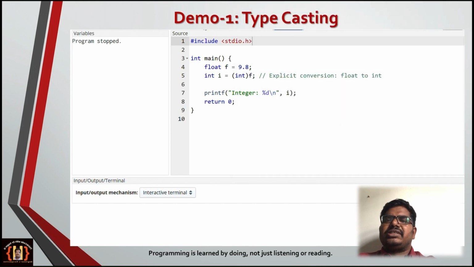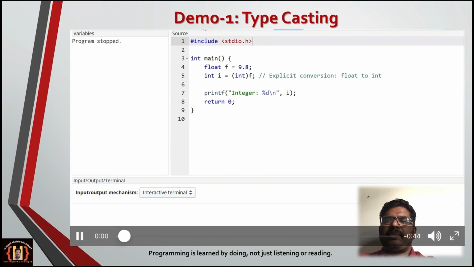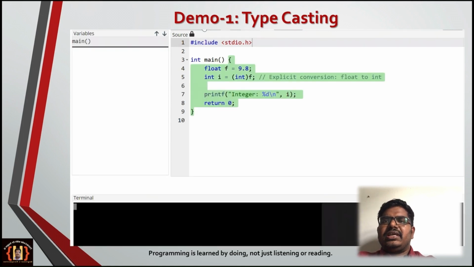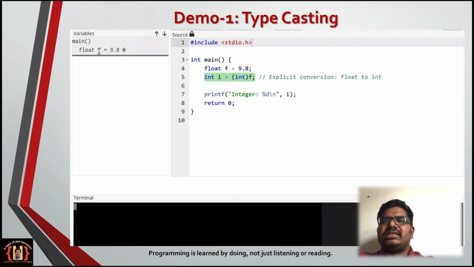So let me execute this. You can see the first instruction, float f equal to 9.8, is going to execute in green color, and the value is stored in memory in the left hand side window. The second instruction is int i equal to (int) f, that is, I am converting manually. Now you can see i is storing the value 9 in the memory in the left hand side window. When I print using the printf statement in the console window, you can see the output 9.